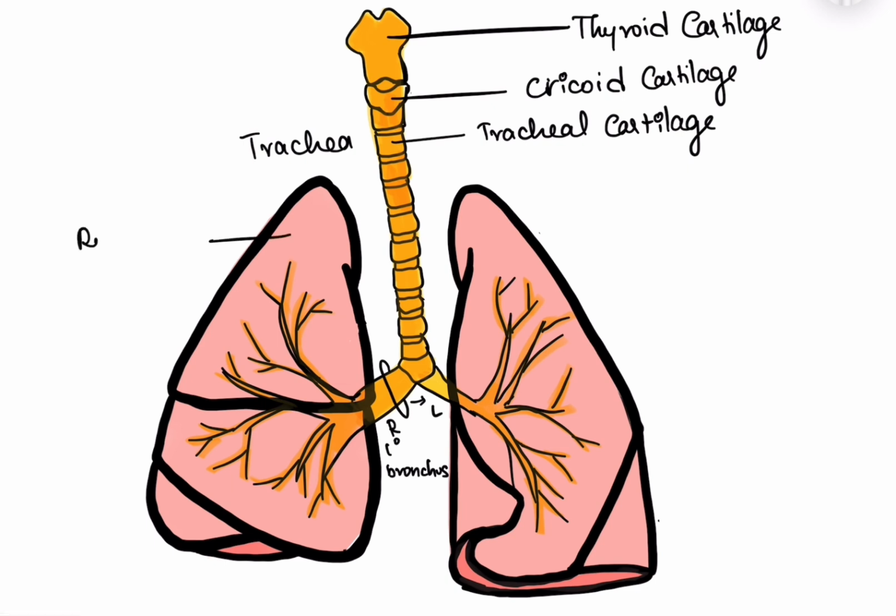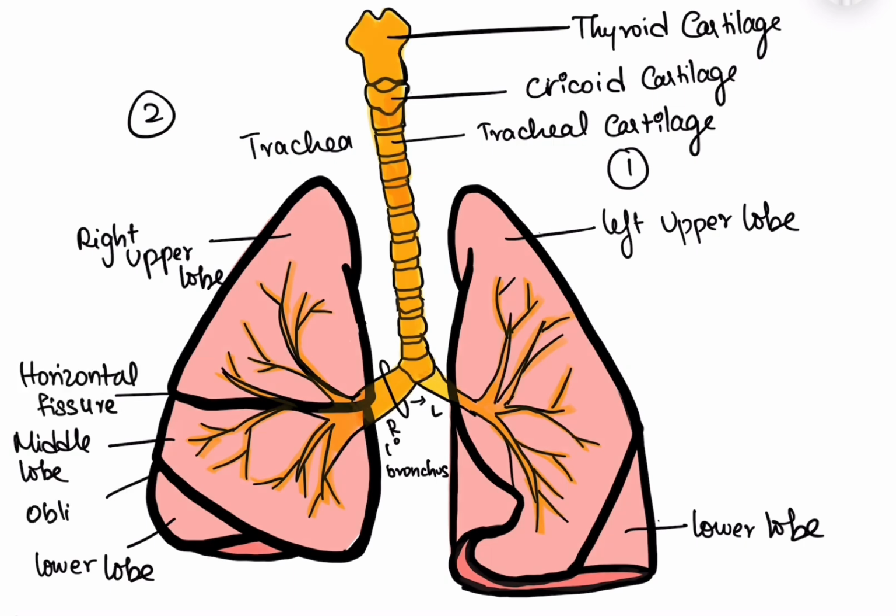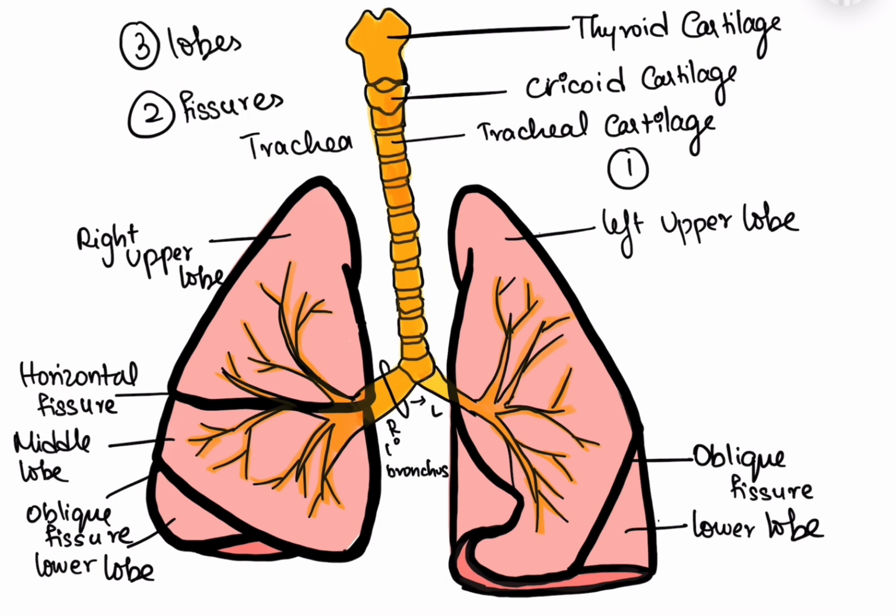On the right, we have three lobes: right upper lobe, middle lobe, and lower lobe. On the left, we have left upper lobe and lower lobe. As we discussed earlier, we have two fissures on the right and one fissure in the left. Right lung has a horizontal and oblique fissure, left lung has oblique fissure. Thus, it gives three lobes in the right and two lobes in the left.